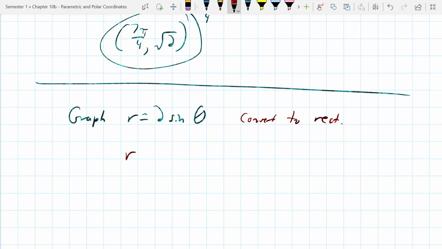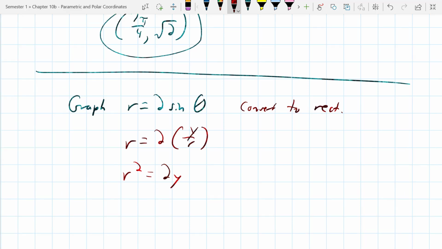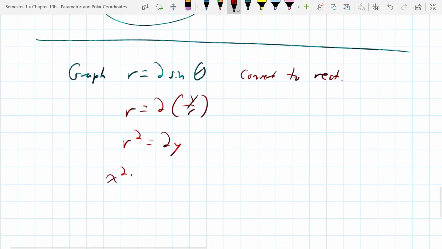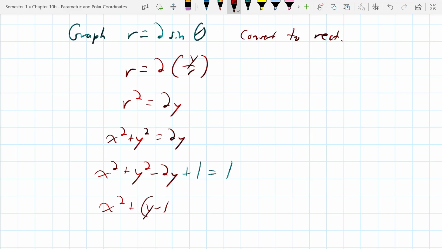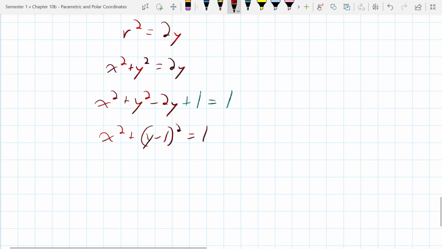I can do that because I know that the sine of theta is defined as y over r, and if you multiply both sides by r, you get r squared is equal to 2y. Well, r squared is just x squared plus y squared, so x squared plus y squared equals 2y. That's actually a circle. You get x squared plus y squared minus 2y, and if you complete the square, add 1 to both sides, you get x squared plus y minus 1 squared is equal to 1.